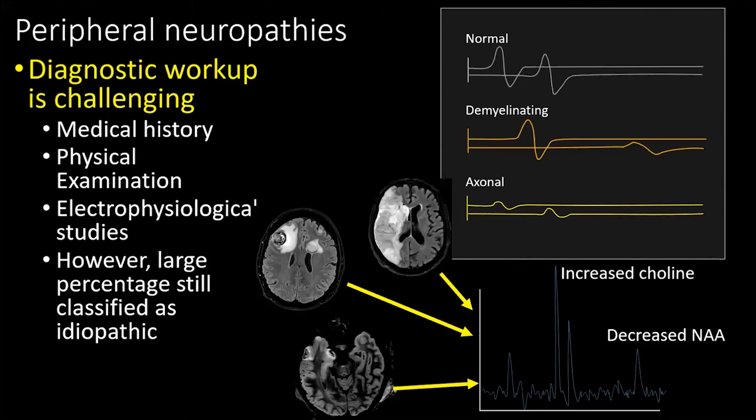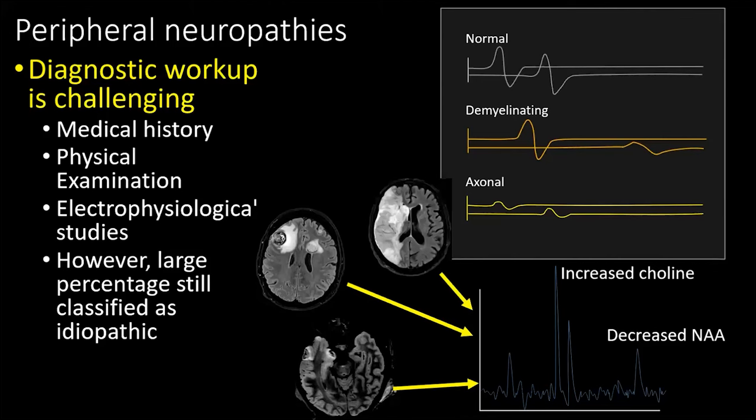So we really have a gap that needs to be filled in helping to diagnose these disorders for our clinical colleagues. And this is where MR neurography comes in. The same way MR and the traditional imaging can help you differentiate all these different pathologies the way a spectrum can't.